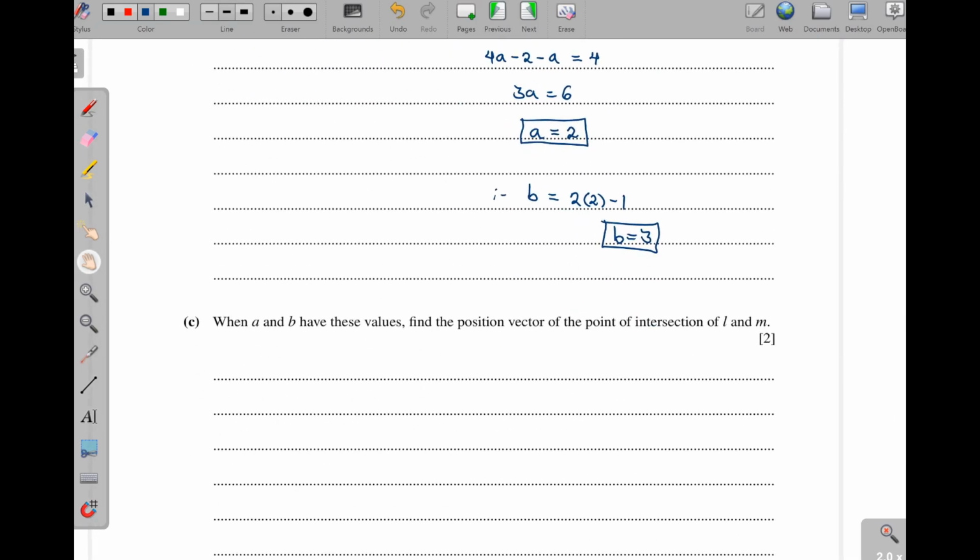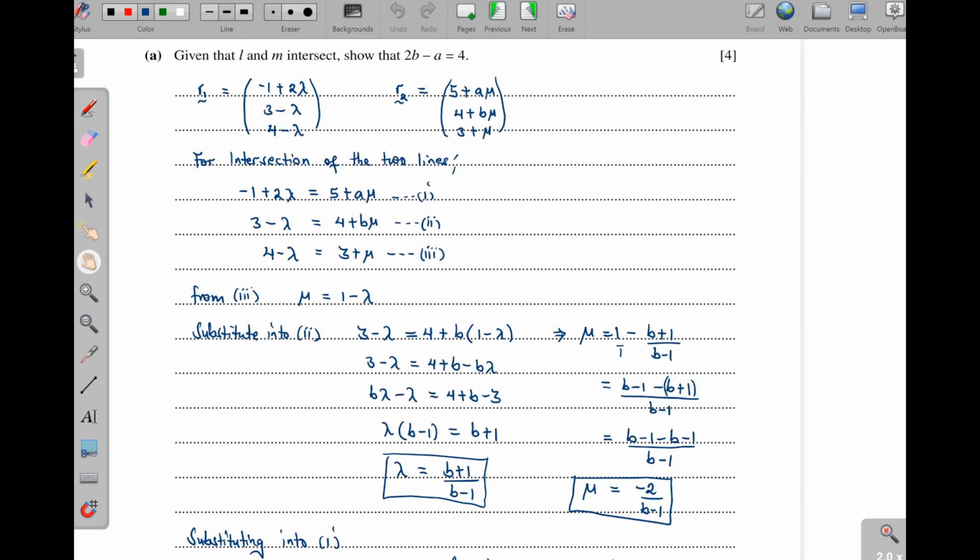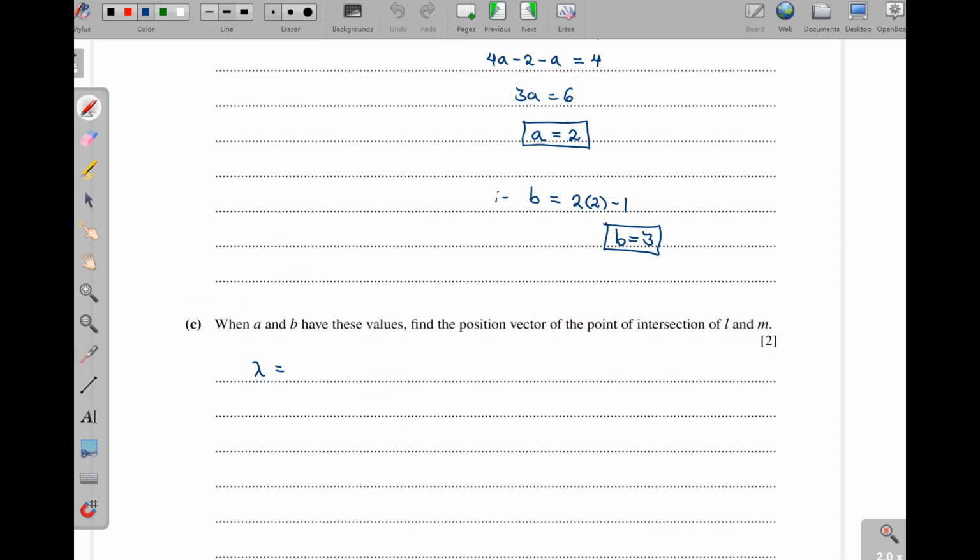Then part C, they are saying that when A and B have these values, find a position vector of the point of intersection of L and M. Now, we need to find the value of lambda that we got before. So value of lambda, the expression is B plus 1 out of B minus 1. You remember here? So our B is a 3 plus 1, that will be a 4. Then 3 minus 1, that will be a 2. So 4 over 2, that one will give us a 2, not so?